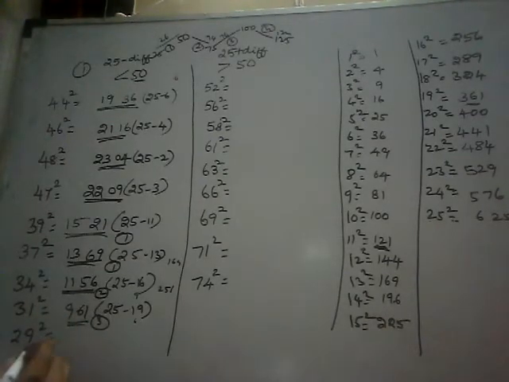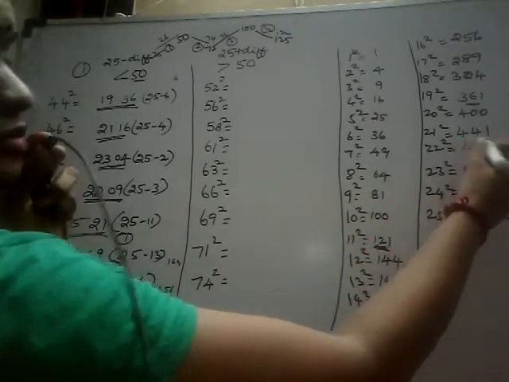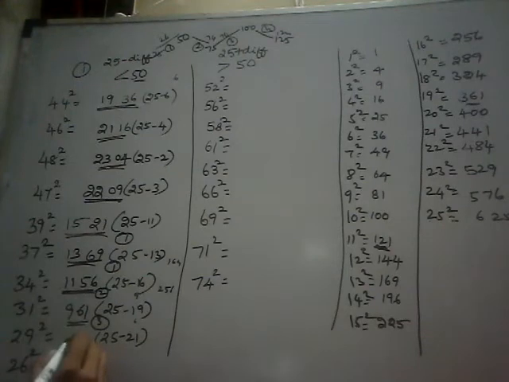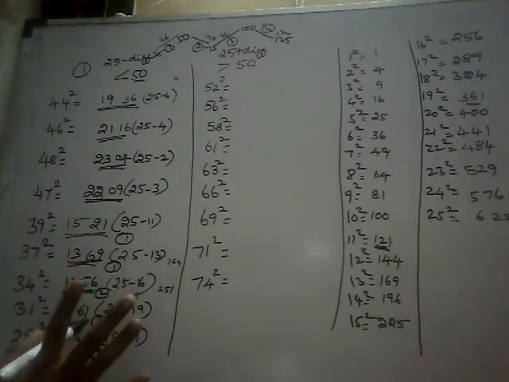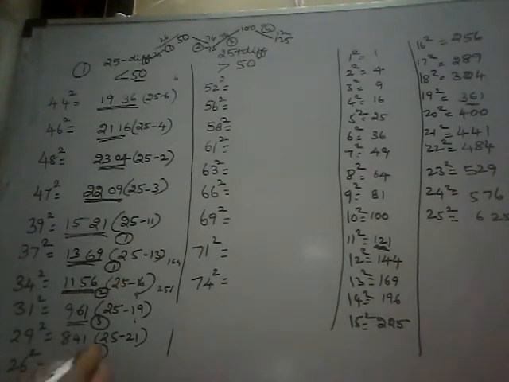Now 29 square, how much is the difference from 50? That is 21. So if you square the 21, 21 square is 441. 41 you write, 4 in the carryover number. Then how much is the difference here? 25 minus 21, that is 4. Okay, 4 plus 4, that will give you 8. So 841 is your 29 square.